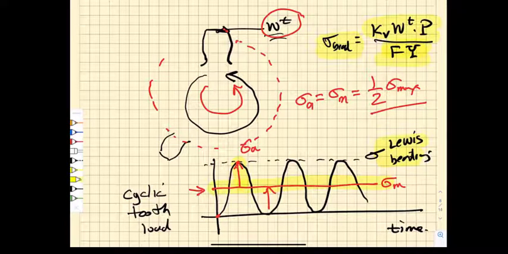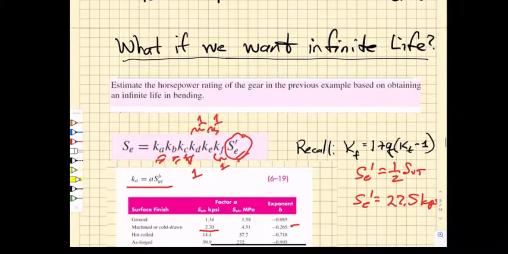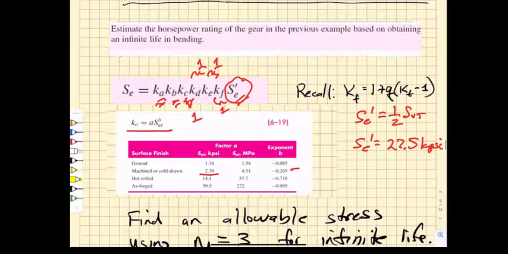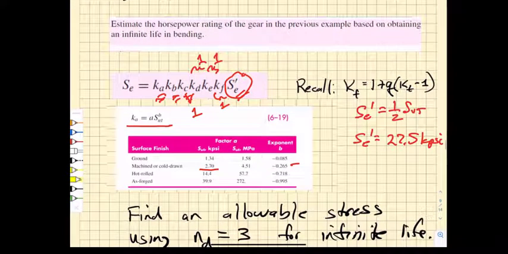So this is a situation where we cycle between 0 and sigma max. The sigma max is given by the Lewis bending stress equation. So the stress amplitude and the mean stress are half the maximum. So if we want an infinite life, we're going to have to estimate the horsepower rating using a fatigue calculation.